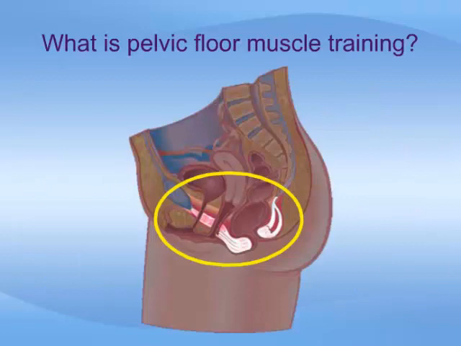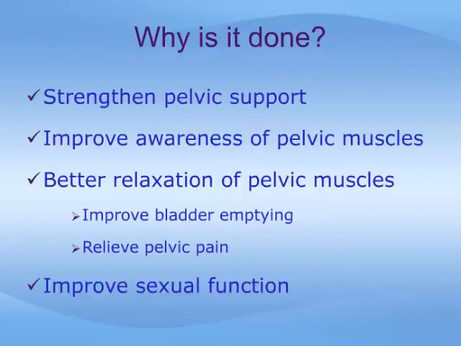Pelvic floor muscle training focuses on increasing awareness and strength of the pelvic floor muscles, which support the vagina and organs in the pelvis, including the bladder, uterus, and rectum. The goals of pelvic floor muscle training are firstly to strengthen the contraction of the muscles in the pelvic floor. This is useful both to help suppress bladder urges and to prevent leakage of urine.